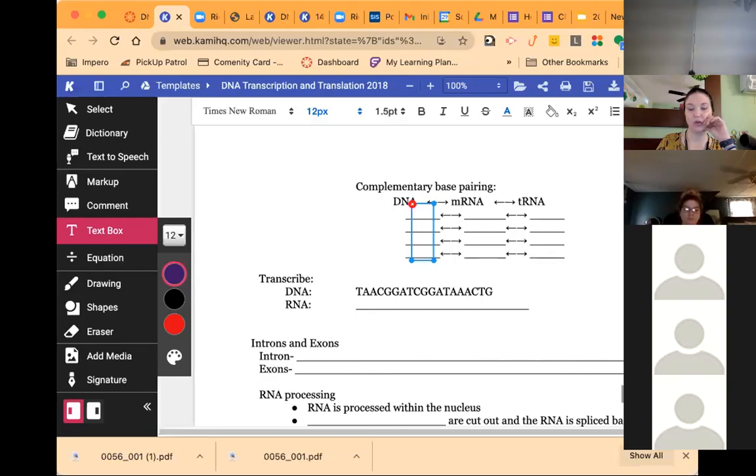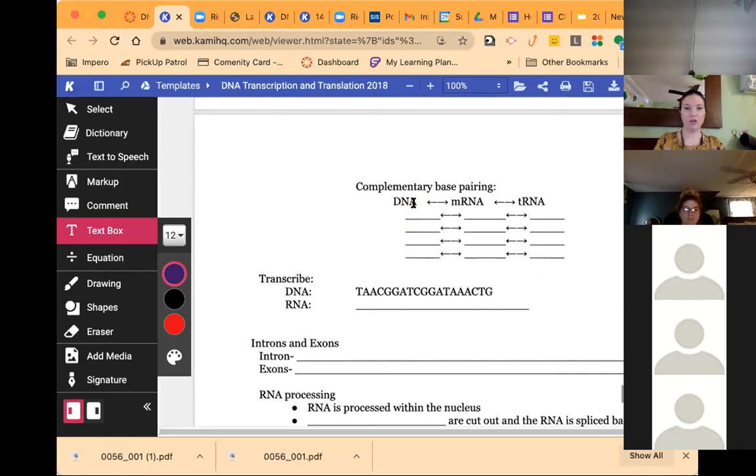What are your DNA codes? Let's start with it. Thymine, adenine, guanine, and cytosine. Excellent. So we're going to make them, we're just using the letters for today. Capital T, C, G, A.